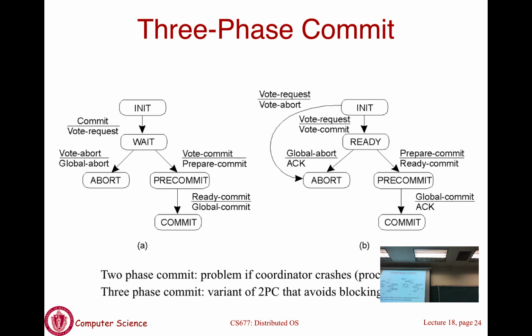Three-phase commit: you add one more state to the system, which allows us to deal with coordinator crashes. It will still have other problems, as we will see. But at least the coordinator crash problem, where everyone is stuck in ready and cannot make progress, is going to go away. What we are going to do is add a state between the wait state and the commit state. We are going to add a pre-commit state.